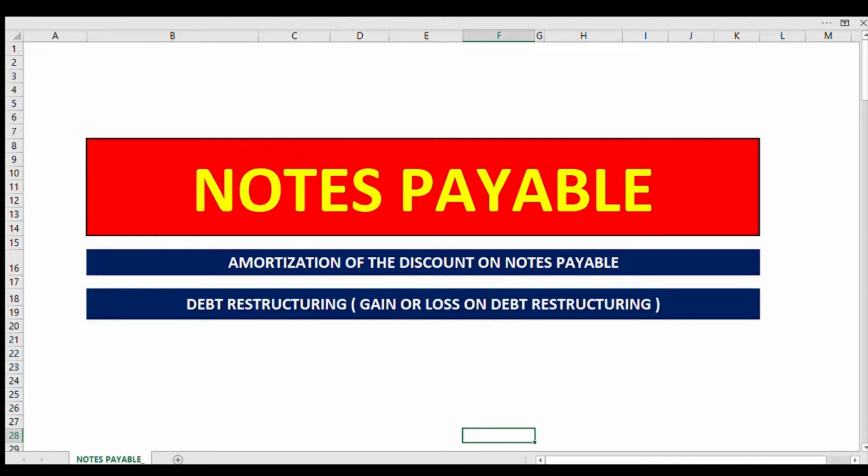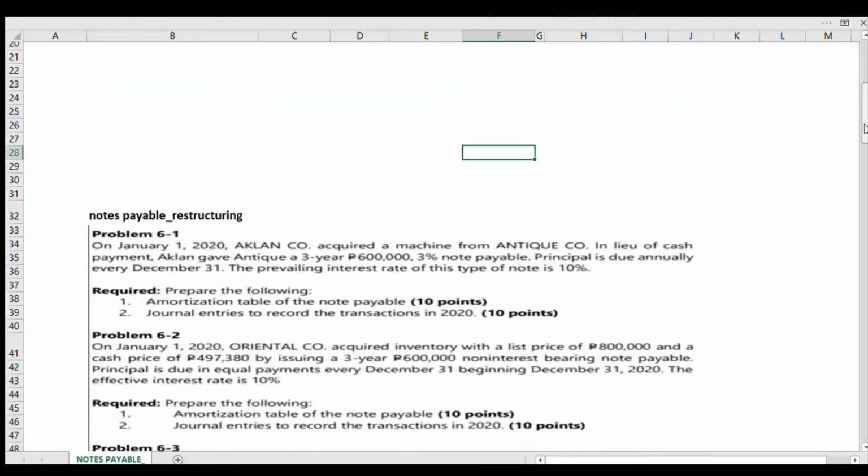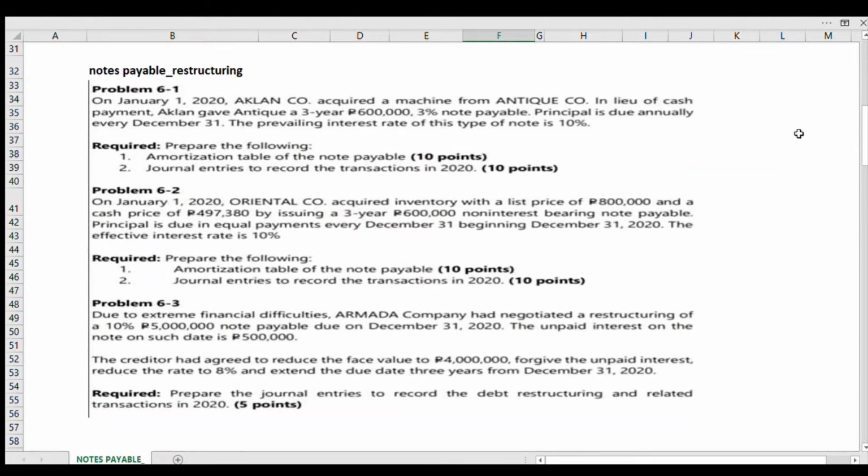So this is a problem solving session, so we will be going immediately to the problem proper, solving and accounting. So we have 3 problems here, so let's start with problem 6-1.